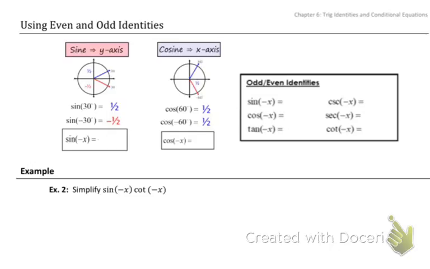If you look at your unit circle, sine of 30 degrees equals 1/2, and sine of negative 30 degrees equals negative 1/2. That means sine of negative x is the exact same thing as putting a negative sign on the front of it, so negative sine of x. If I go to that table, I can fill this in as negative sine of x. And cosecant is the reciprocal, so it follows the same rules: negative cosecant of x.